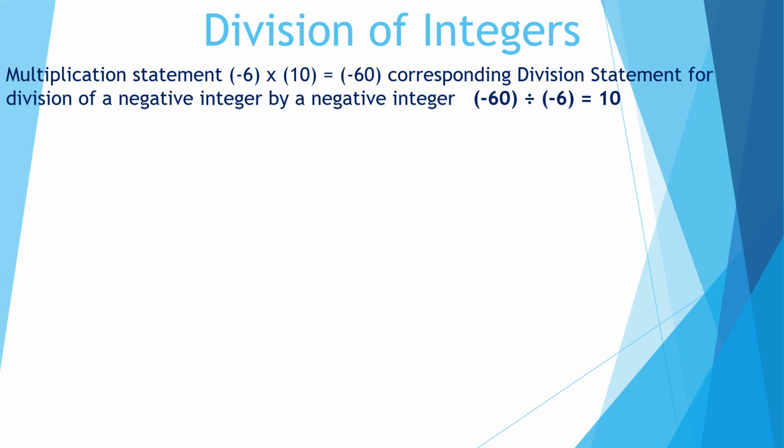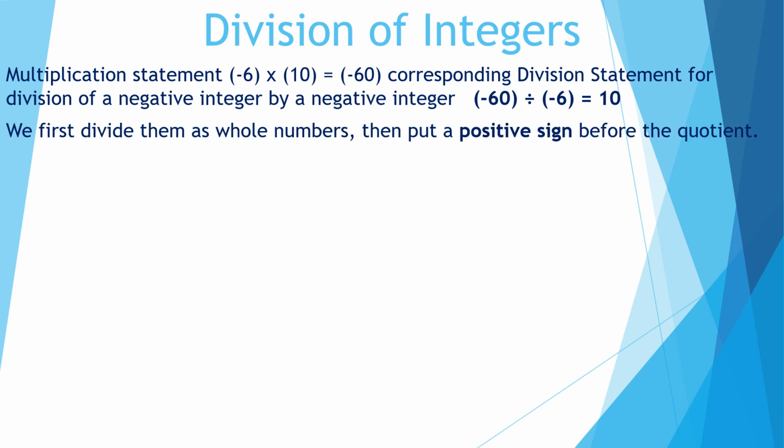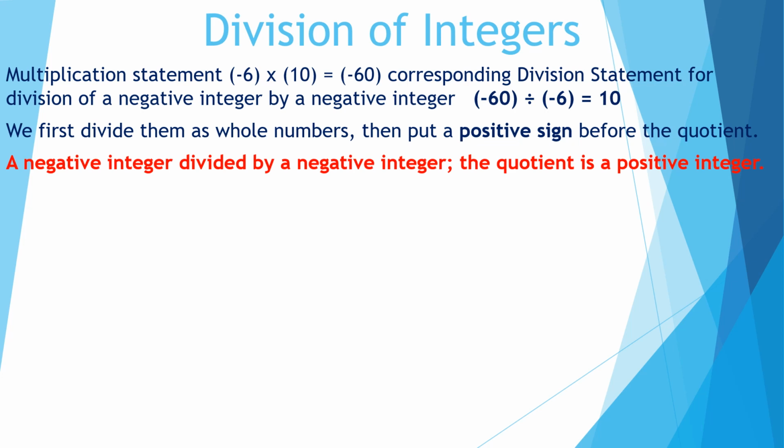Multiplication statement: minus 6 multiplied by 10 is equal to negative 60, and the corresponding division statement will be minus 60 divided by minus 6 is equal to plus 10. So here we see that when we divide a negative integer by a negative integer, we get a positive integer. We first divide them as whole numbers and then put a positive sign before the quotient. A negative integer divided by a negative integer, the quotient is a positive integer.